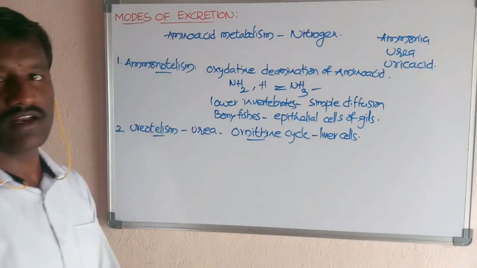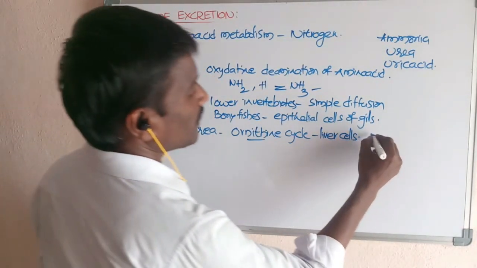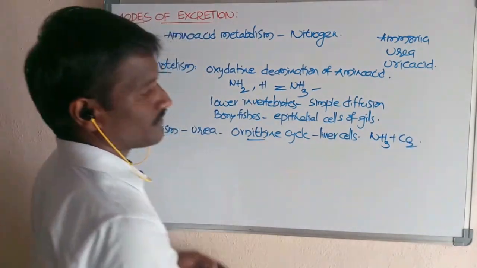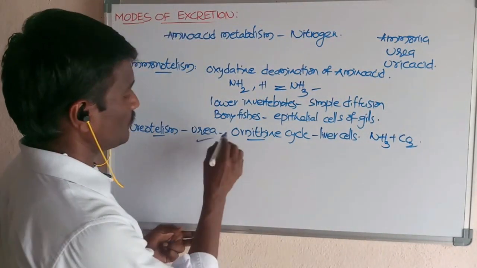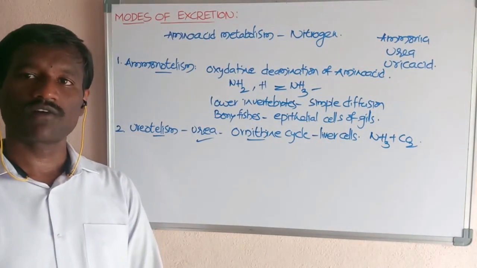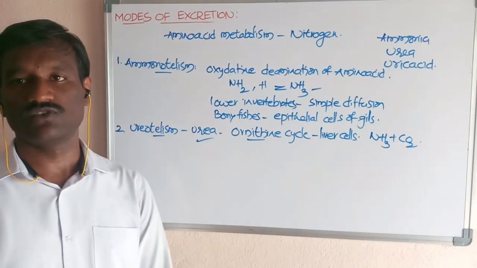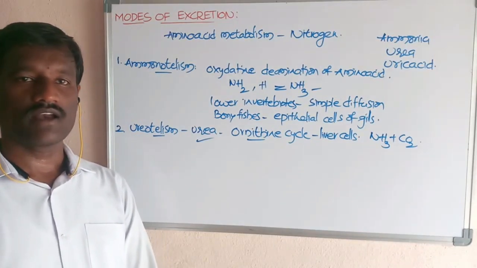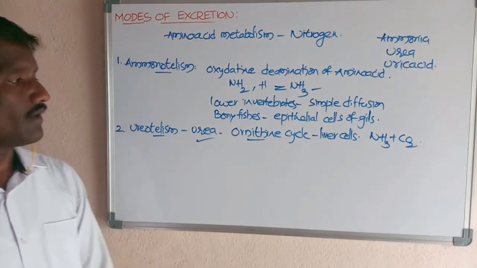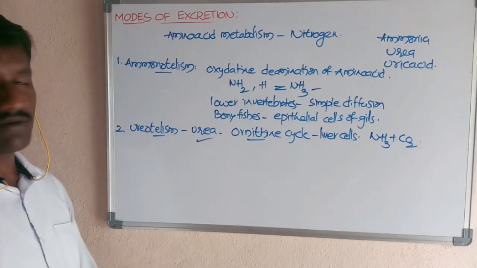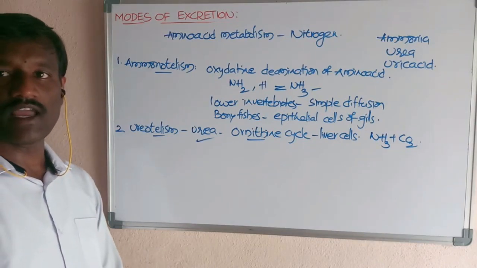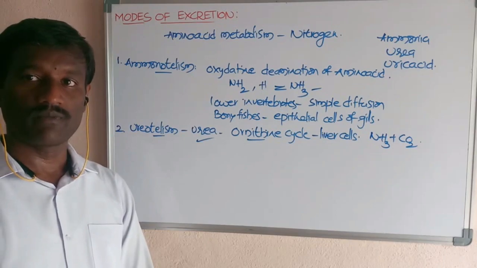In this ornithine cycle, firstly the ammonia combines with carbon dioxide. After many reactions, urea is produced via the ornithine cycle. The ornithine cycle occurs in liver cells of the vertebrates. This is about the formation of urea, which is eliminated to the outside by certain animals.